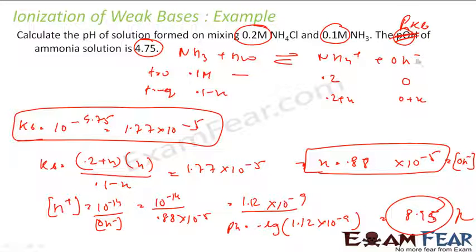Correct. See, there was an issue in the question. If they had given pOH, then it is very easy. You don't need to do anything, right? If pOH is 4.75, then pH will be 14 minus 4.75. That's all. But this is not pOH. This is pKb.